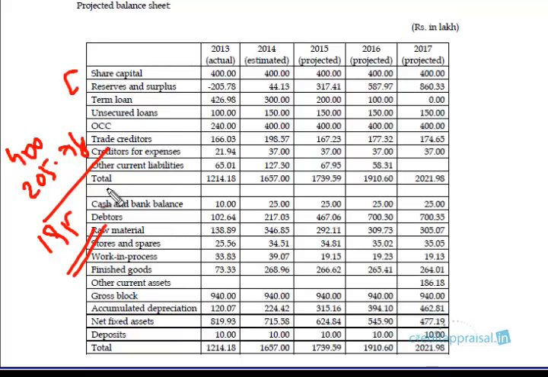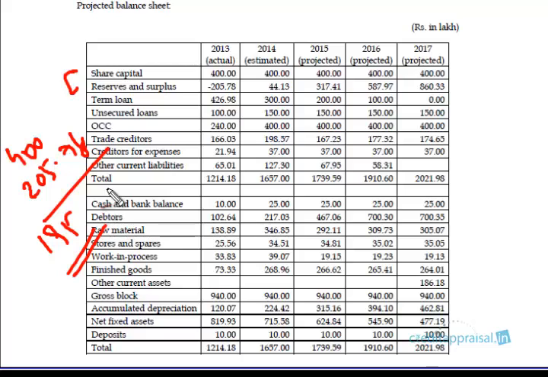Now the promoter might object saying we infused 4 crores. It is true that they have infused 4 crores, but because of the loss, the promoters have to bear the loss. When the profit goes to the promoter, obviously the loss also has to be borne by the promoter. That is the basis of business, right? That is the risk they are taking. All profits go to the promoter, and also losses have to be borne by the promoter. The bank is not going to cut down on its term loan outstanding, right?